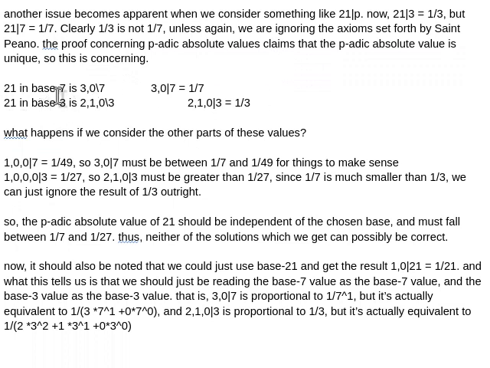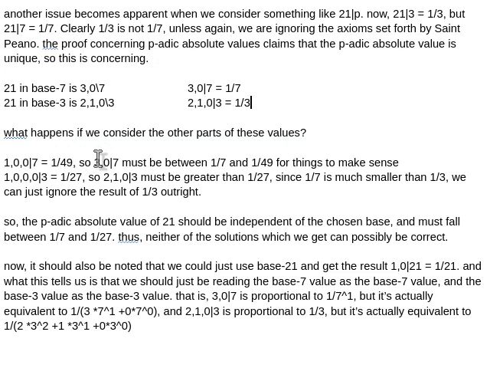Now, 21 in base 7 is going to be the digits 30, so 30 in base 7 is 21. Now, the p-Adic absolute value of that is 1/7. The 7-Adic absolute value is 1/7. 21 in base 3 is, interestingly enough, 210. 210's absolute value is 1/3. Right? Both are the same value. It's 21. It's 21. Right? So what happens if we consider the other parts of these values? 100 in base 7 has an absolute value of 1/49.